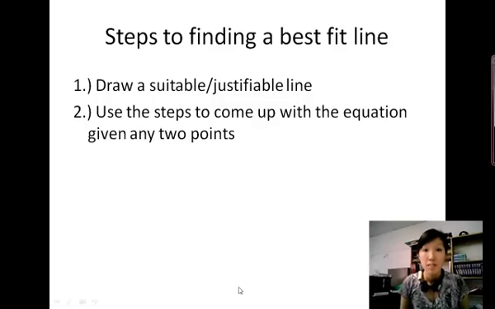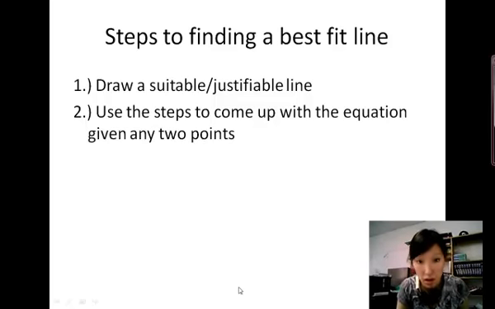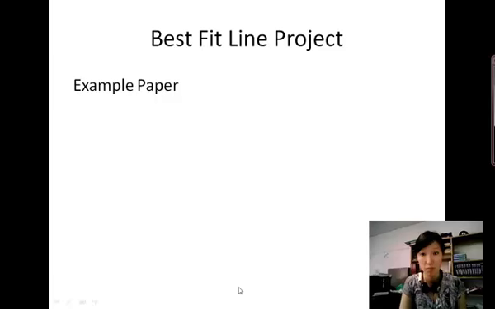Steps to finding the best fit line: you're going to have a lot of solution points. You're going to draw a line that fits through them the best you can, and that would be something that you could justify. Why did you draw the line like you did? Well, because it went through all the points, or most of the points, or you divided the points up evenly with some plot points on top and bottom. So however you think you can justify it. And then you're going to use those steps that we just did to come up with the equation.